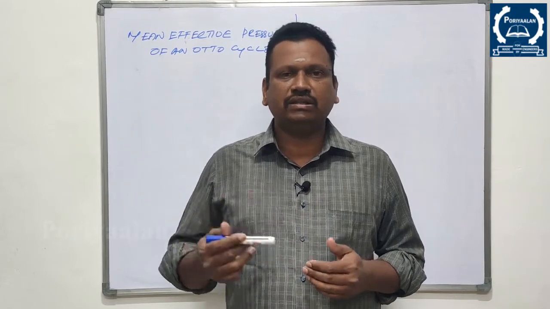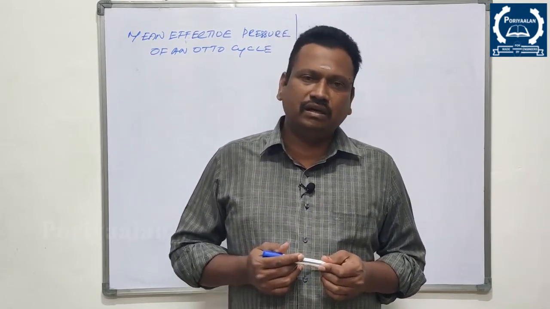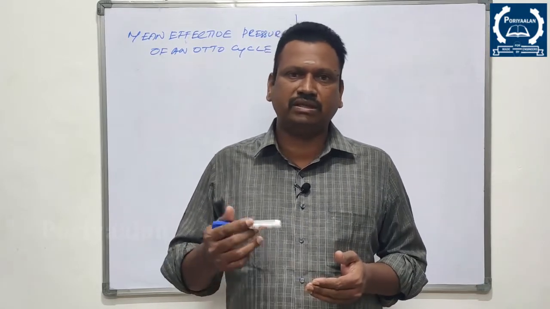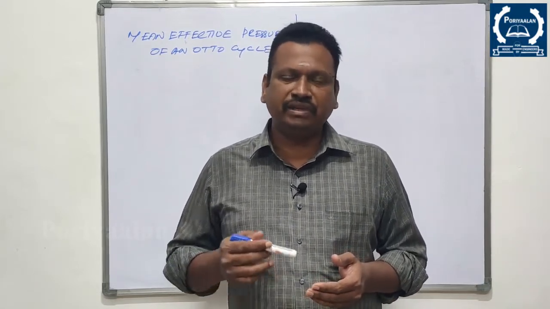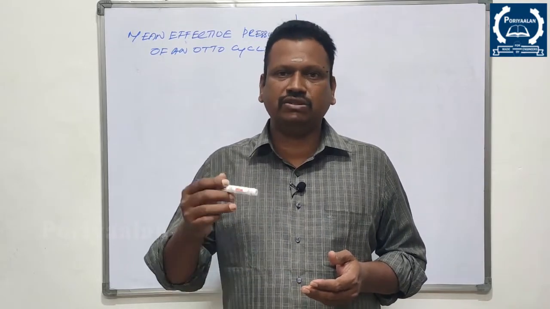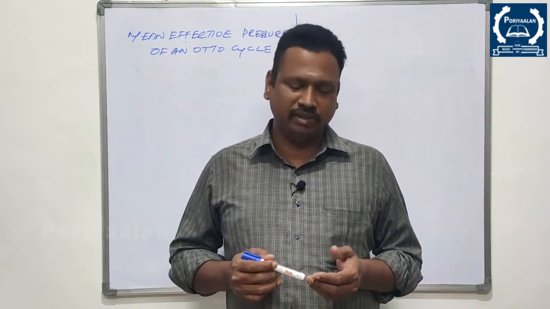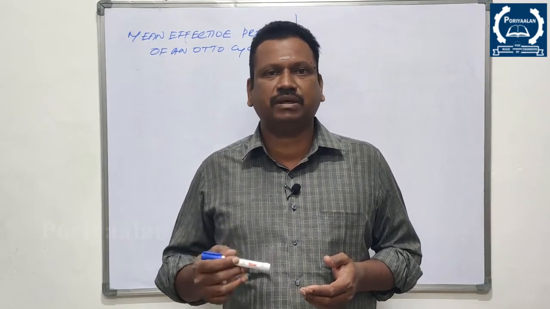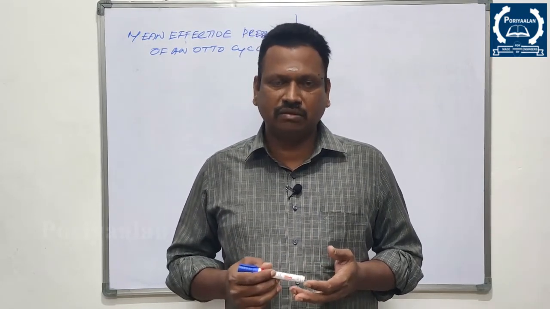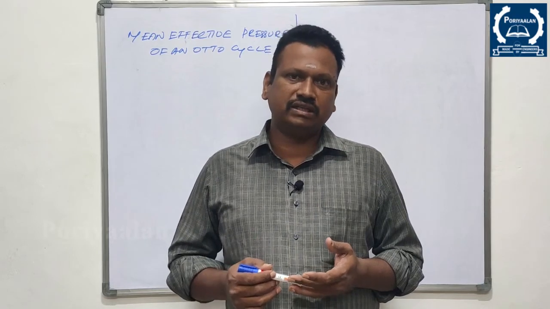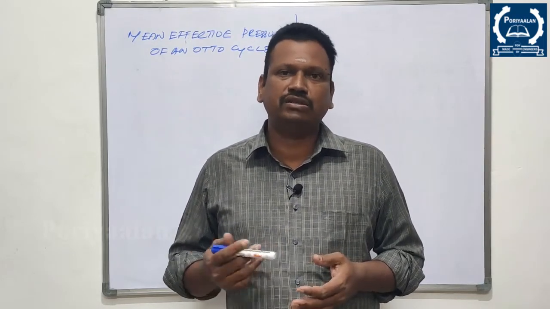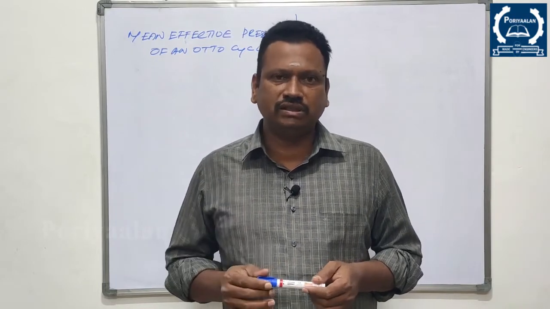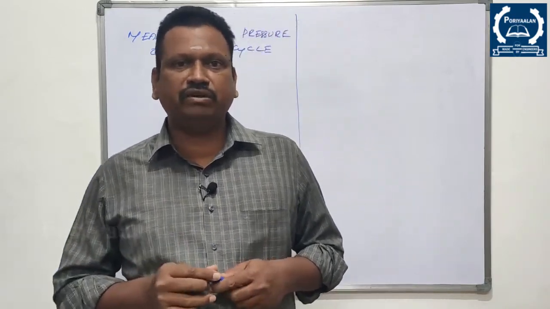There are also some other parameters: combustion parameters and exhaust parameters. Combustion parameters, for example heat release rate and ignition delay, come under combustion parameters. Then exhaust gas parameters are carbon dioxide, carbon monoxide, sulfur oxide, NOx, water vapor and so on. What we are going to discuss now, as I said already, is the mean effective pressure of an Otto cycle.